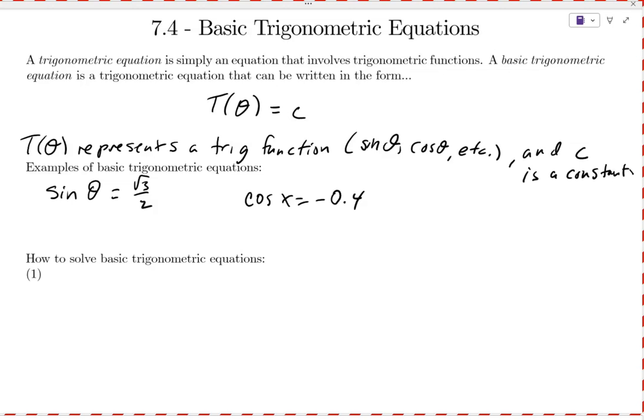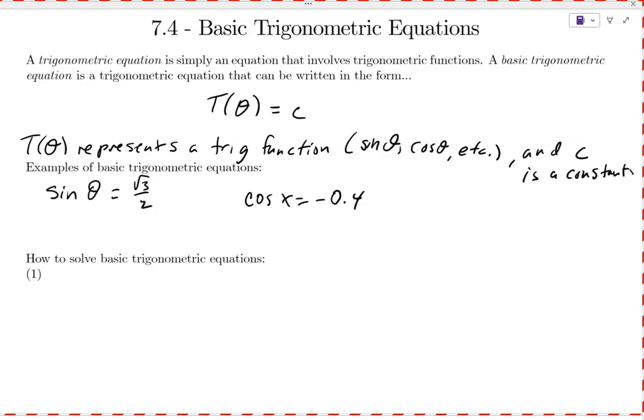These are kind of our basic building blocks of the types of equations that we're going to solve. If it's not a basic equation, we're going to try to break it down into basic equations. That's why we're going to start with basic equations. All right. Notice that these two equations might have different methods of solving them. For example, when I look at this one, do I know an angle or angles that have a sine value equal to root 3 over 2? Can you tell me an angle that has a sine value equal to root 3 over 2?